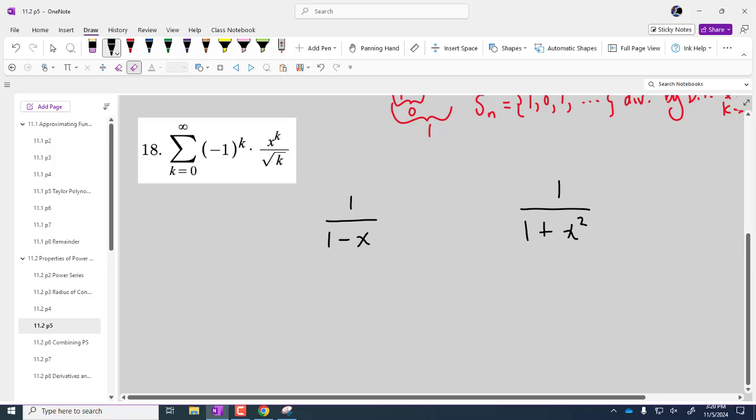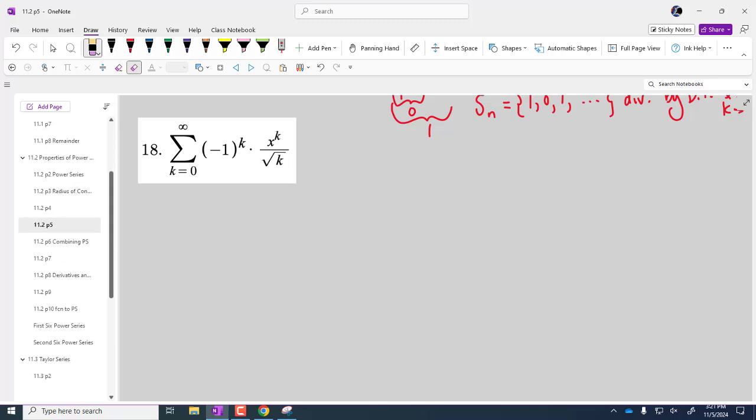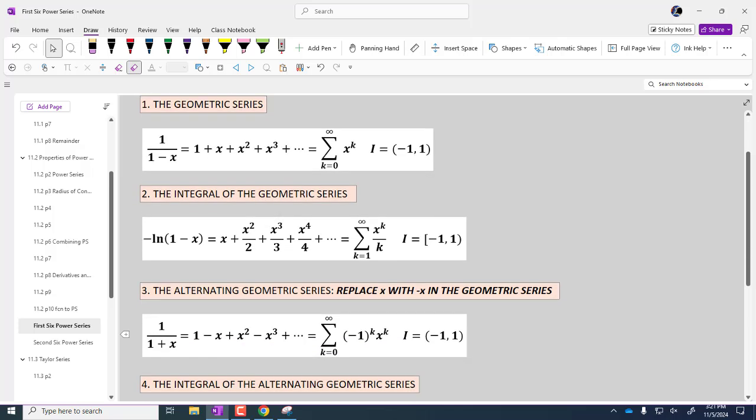Oh, you know what I'm going to do? I'm going to do it this way. This is a better way to do it. Let's go to these series down here. I've got the main 12 power series that we are going to study on this page here. So this will give us a better way to get at it.